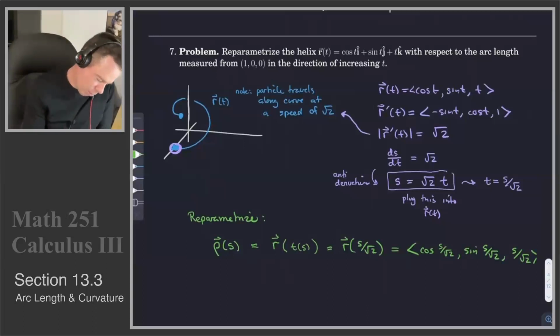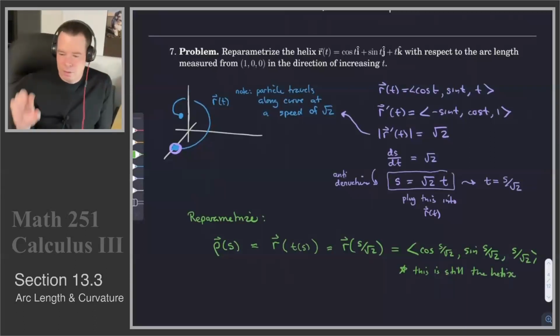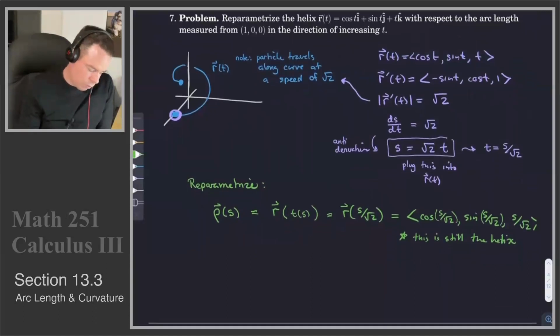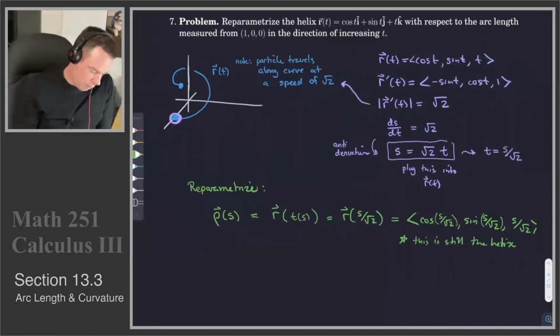This is still a helix. That's the key point here. All we've done is mess a little bit with the parameter. It's no longer t that I'm using, it's s over root 2. So this still gives me the same curve. It's just being traced out at a different speed than the original one was. So there's our reparameterization in terms of arc length.